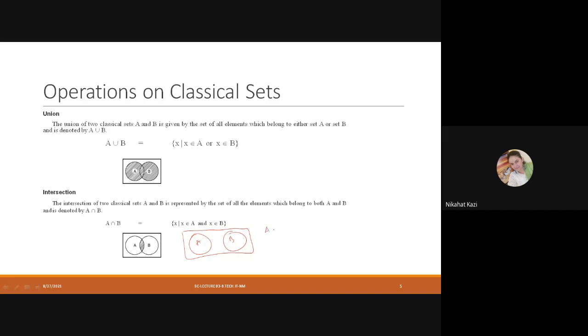What will be A intersection B in this case? Zero. Null set. Null set, right? Null set. Okay.